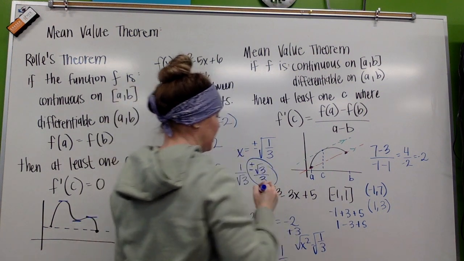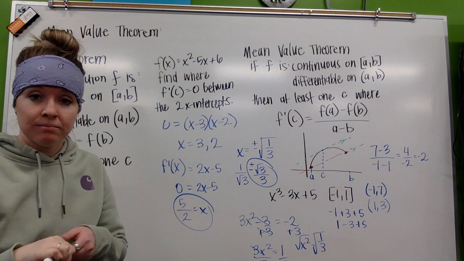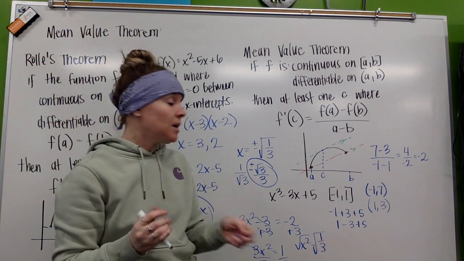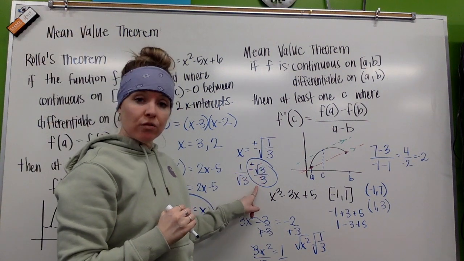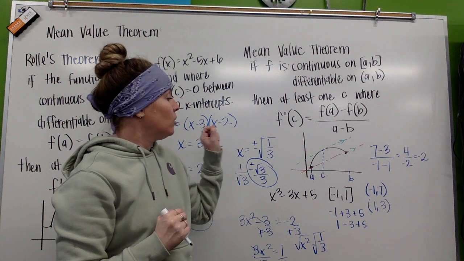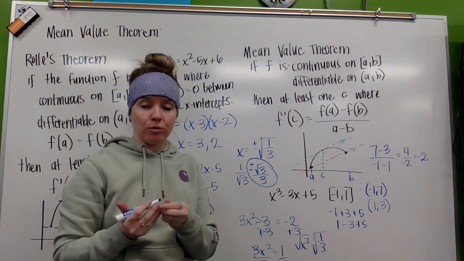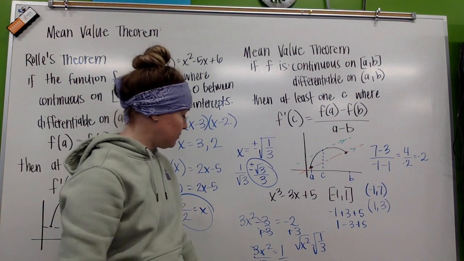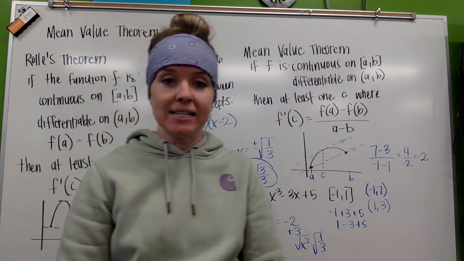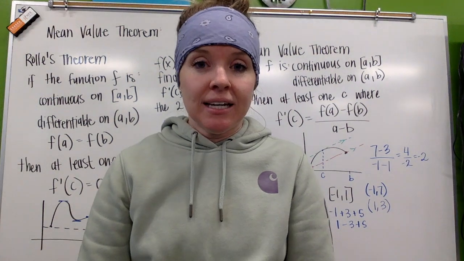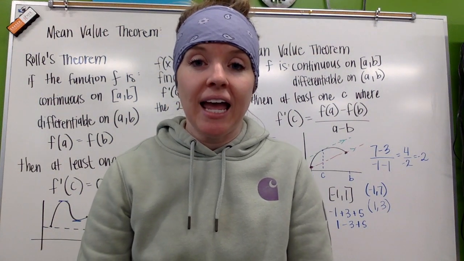So that's actually happening at 2 different places. Okay, they're not nice, pretty numbers, but when x equals root 3/3, our slope is going to equal negative 2, and negative root 3/3. It's going to equal negative 2. Okay, make sense? Mean value theorem? Okay, go forward and do your best.